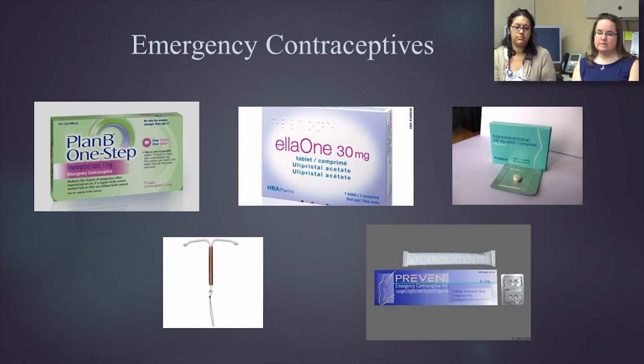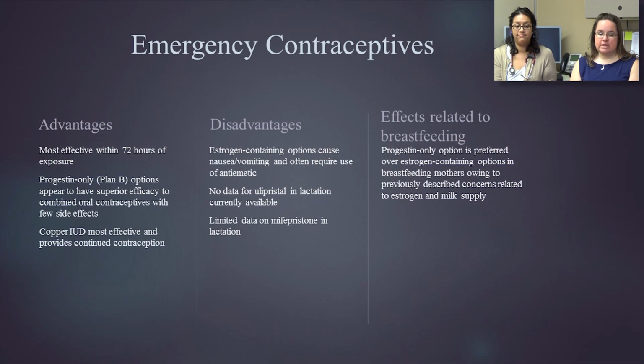Emergency contraceptives that are available on the market: Plan B, Ella, copper IUD inserted, and Preven are all available on the market at this time. So emergency contraceptives, what are the advantages? We know the research tells us that they are most effective when used within 72 hours of exposure. So if a mom comes into our clinic, she's had unprotected sex, she's worried about pregnancy, we have to get this on board almost immediately.